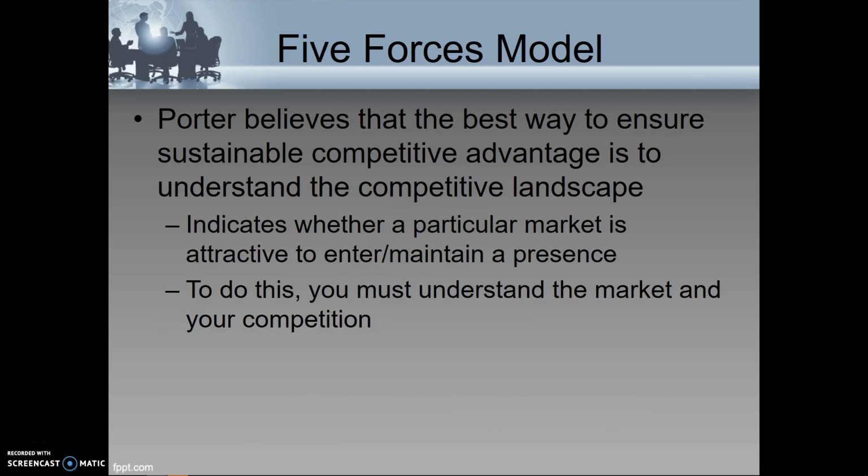Now, Porter believes that the best way to ensure this competitive advantage is to understand the competitive landscape that you are operating in. And by doing this, you're understanding all of the 5 forces that he identifies that act upon that particular industry. This analysis will indicate whether a particular market is either attractive to enter for the first time, or whether it's worthwhile to maintain your presence in that market. To do this, you have to understand the market and your competition. This is similar to the PASC analysis that we talked about the other day, in that we're analyzing our external factors as opposed to our internal factors.